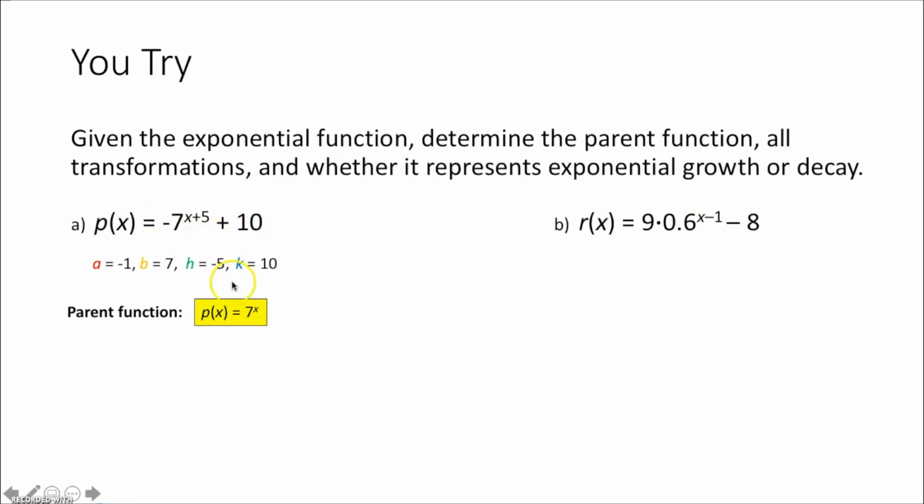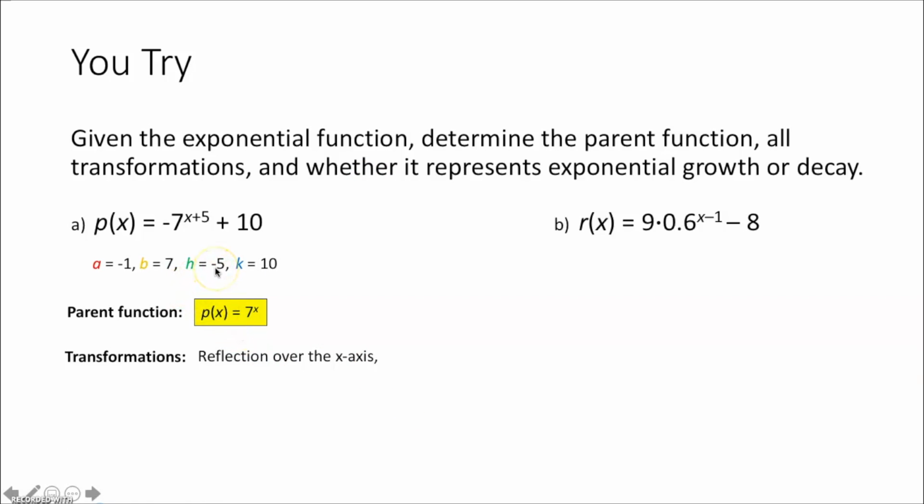Well, that's p of x is equal to 7 to the x power. That's your parent function. Now let's take a look at the transformations that are happening to this parent function. So what's our a value? It's -1. Since it's negative, that means it's going to be a reflection over the x-axis. So instead of going up and to the right, it's going to go down and to the right like that.